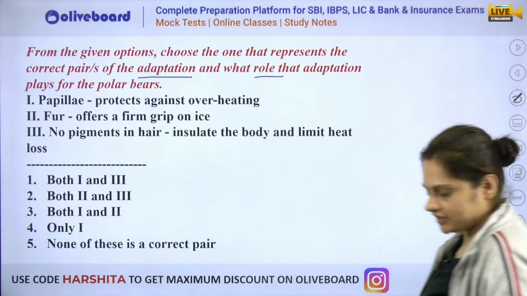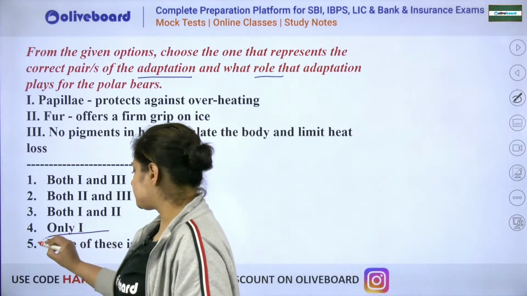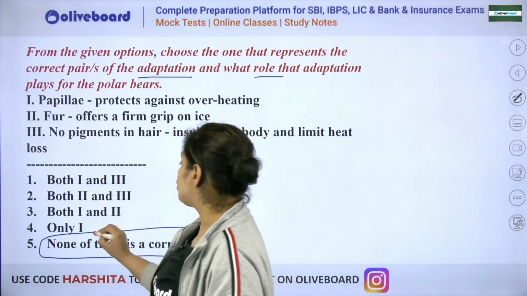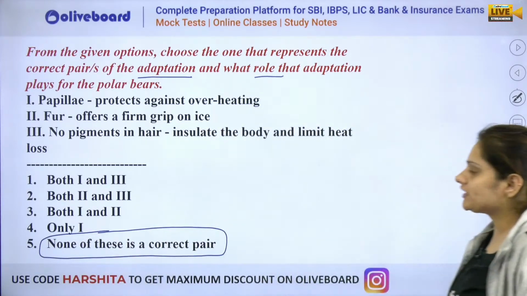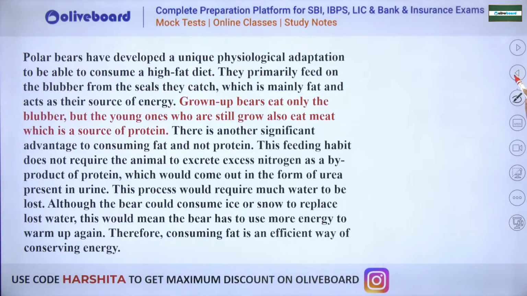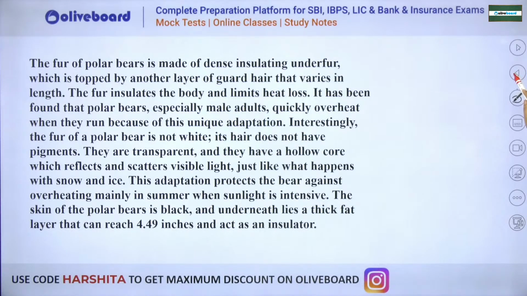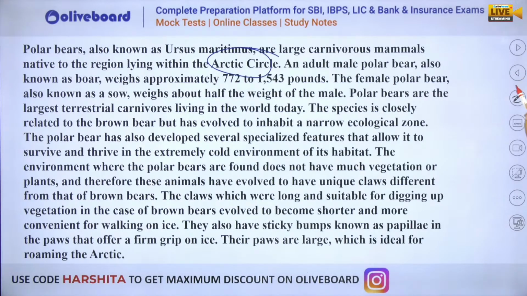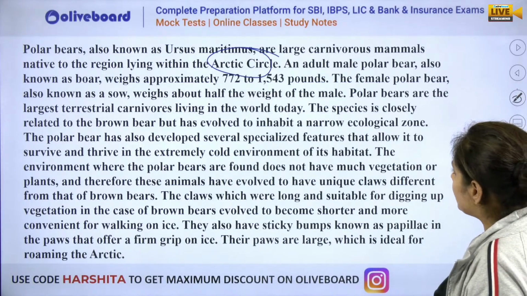Now, none, very good. None of these is a correct pair. They have all given wrong pairs. If you go back to the para, for example, for the first one, papillae, what was given? Okay, I will go back. We'll show you, so you know exactly. This is an easy question. Go back to the passage very quickly and you can mark correct answers.